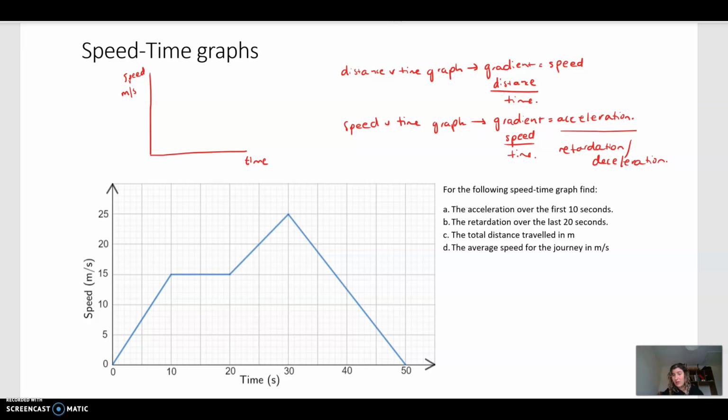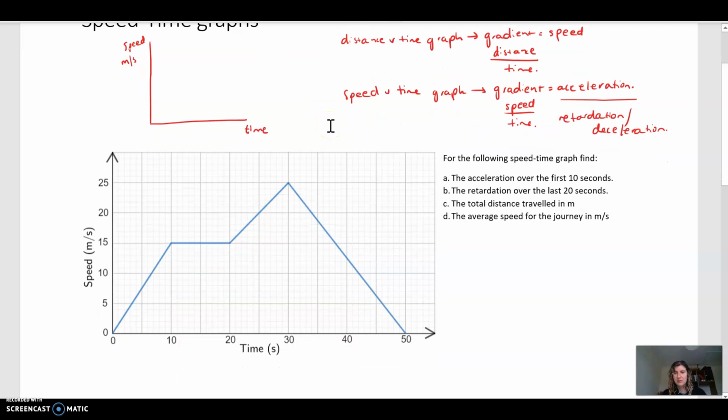Okay. Now the last thing is, if you want to know the distance from a speed time graph, we can also actually work that out. We do that by finding the area under the graph. And to do that, we have to break up the graph into different pieces, and then we calculate the area of each piece. And I think the easiest way to show you how to do that is an example.